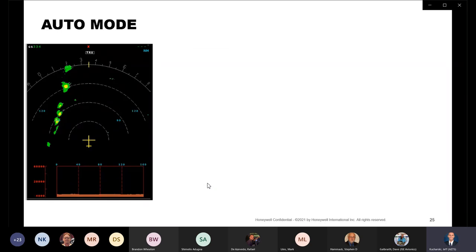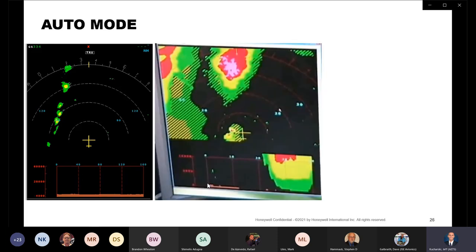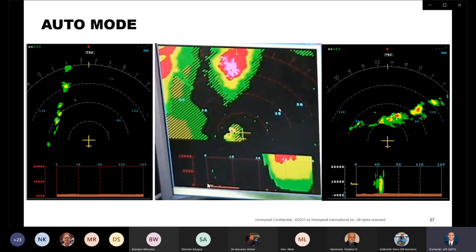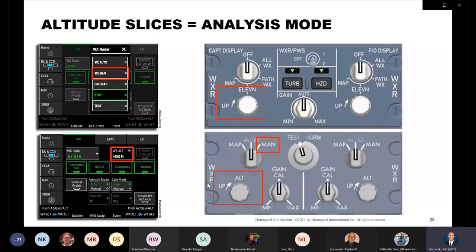Now you're going to be in auto mode most of the time, and sometimes you'll see a clear path and no analysis for deviation is needed. And other times it'll be obvious a deviation is needed and also to where. But sometimes you need to do some analysis to determine if you need to deviate and where. And that's one of the benefits of the RDR 4000. It provides an analysis mode to help you make a deviation decision.